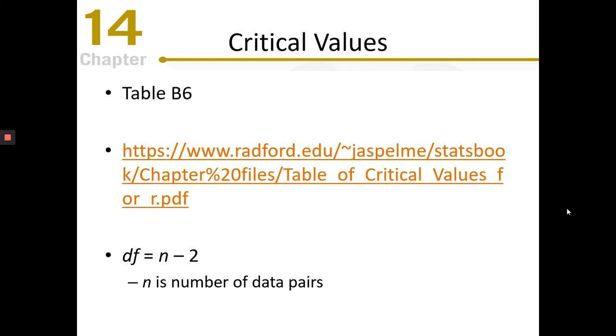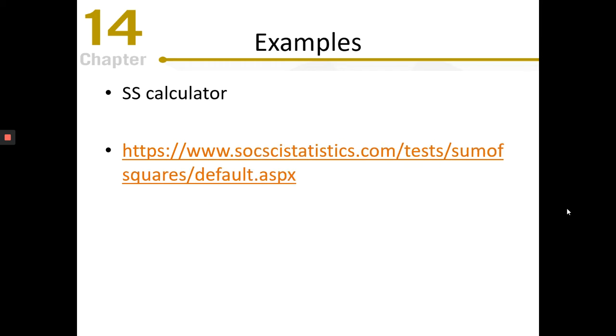So that's the critical values table. And I just highlighted that's the sum of squares calculator. So you can just use that link for the sum of squares. Each number is just a separate line. So it's the same thing we were using for the ANOVA calculations.